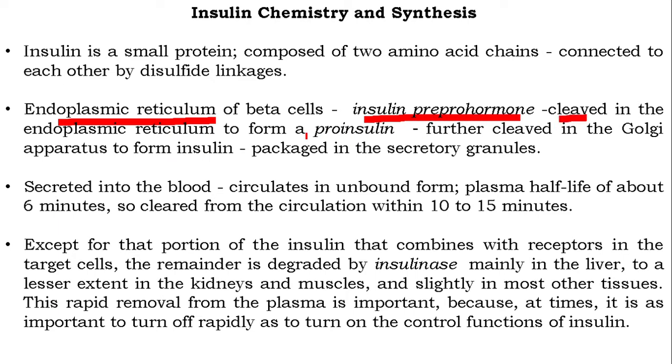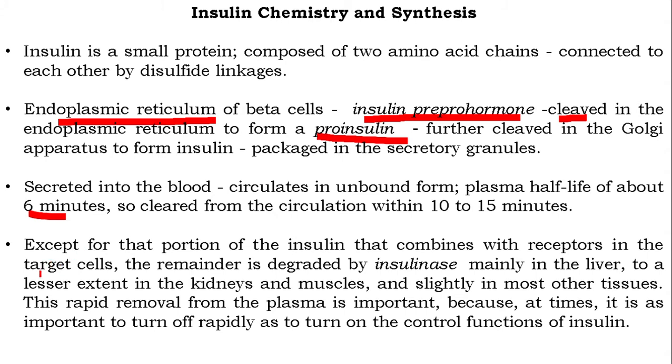A few amino acids are removed to produce a pro-insulin that also is not functionally active, and thereafter it is secreted and circulating in the blood. In about 6 minutes it is cleared from the circulation. Half-life is about 6 minutes, while clearance time from the circulation is 10 to 15 minutes.